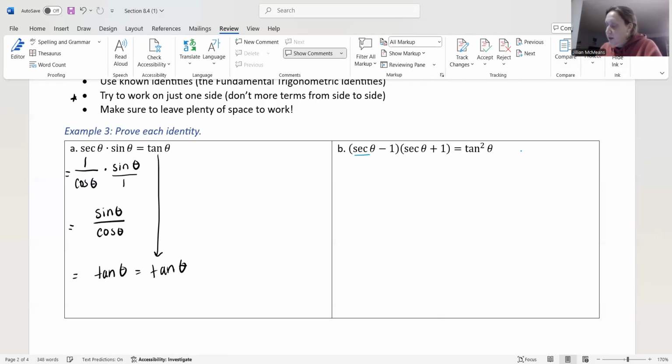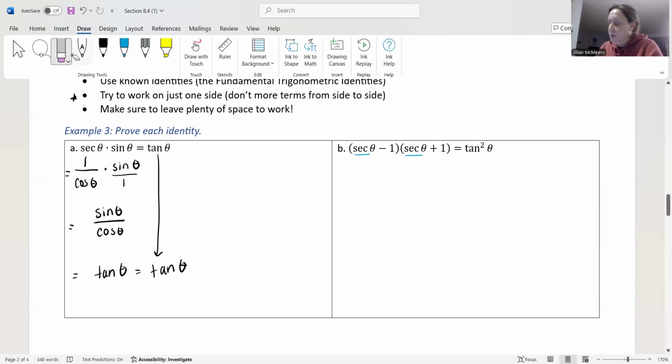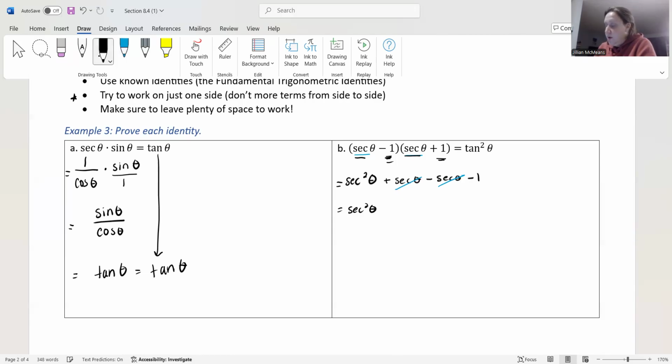So we want to take secant of theta times secant of theta. Well, that becomes secant squared of theta. And then I have secant of theta times 1, which is just secant of theta. I'm done with secant of theta. I want to come pick up the negative 1 and do the same thing. So I have negative 1 times secant of theta. That's negative secant of theta. And then I have negative 1 times 1, which is negative 1. Okay? So what we notice here, hopefully, is that secant of theta minus secant of theta just becomes 0. And what I'm left with is secant squared theta minus 1.